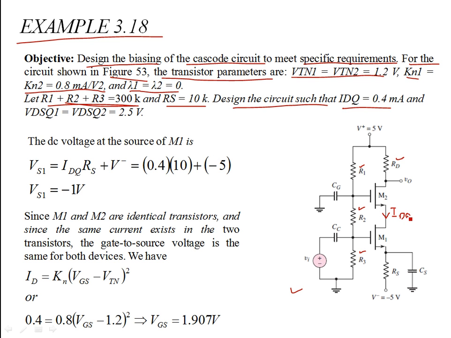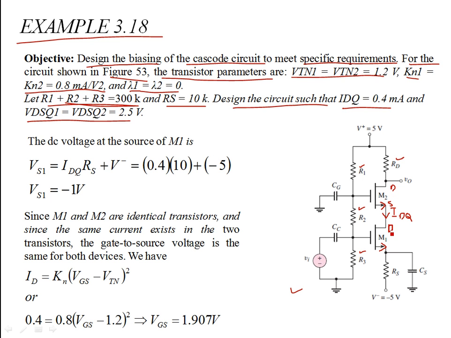It's the same current that flows in both the transistors from drain to source, and the direction of current you can see for the NMOS device is out of the source. And you're given the VDSQs as well. So the drain to source voltages for both the transistors are the same, 2.5 volts.